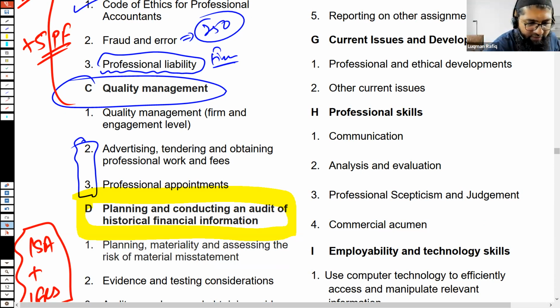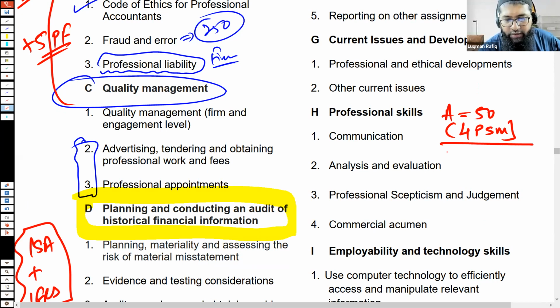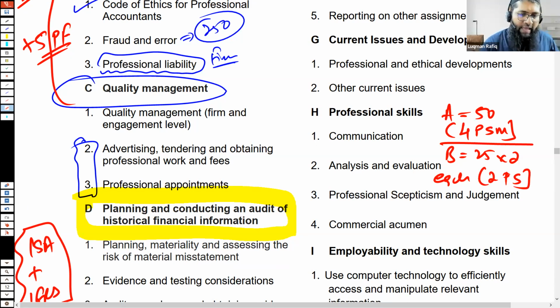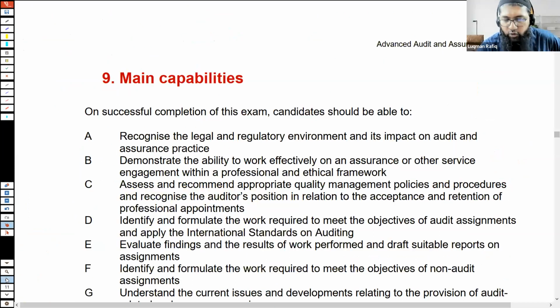Generally, the paper is examined like this. You've got section A, which is of 50 marks, and it would comprise all 4 professional skills to be tested. Then section B has questions of 25 marks each, and in each question the examiner is going to test 2 professional skills, and he's going to tell you in advance the professional skills that he would be looking at.